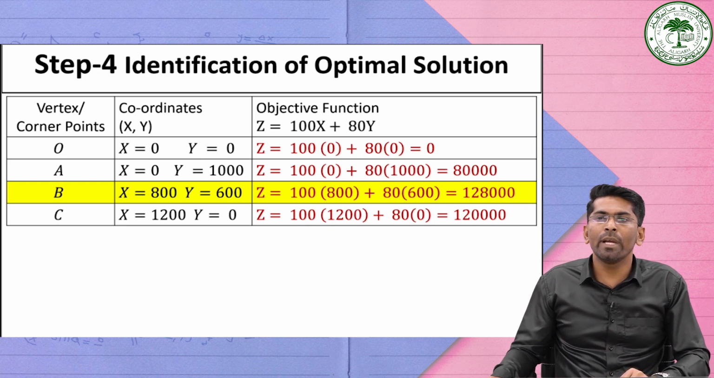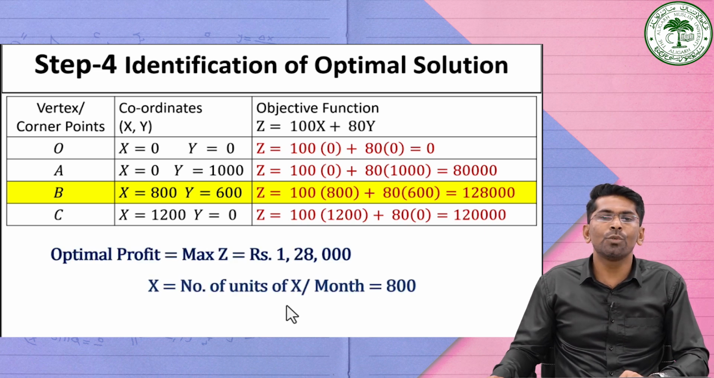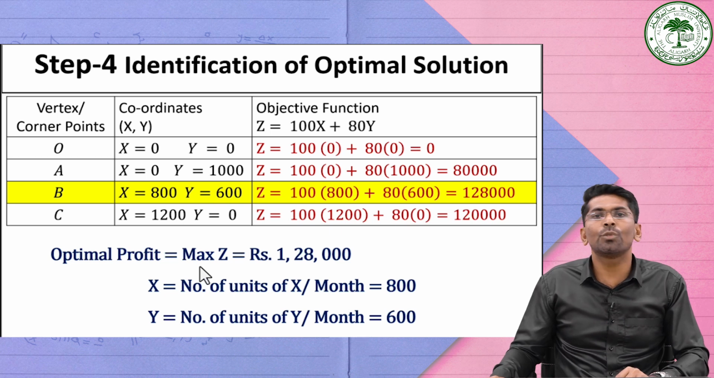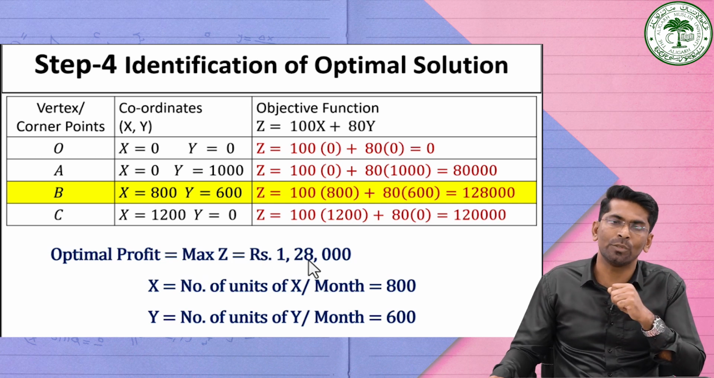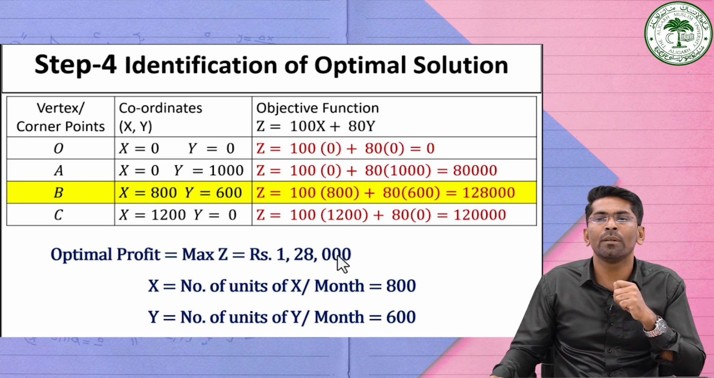and y is equal to 600 and the profit is equal to 1,28,000. So in order to get the maximum profit, the company wants to produce 800 units of commodity X per month, and 600 units of commodity Y should be produced so as to maximize the company's profit, and the maximum profit is 1,28,000. So this is the solution to the given linear programming problem.